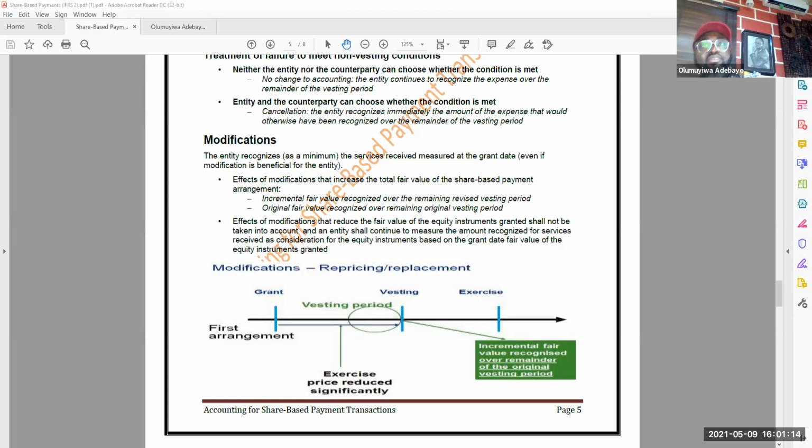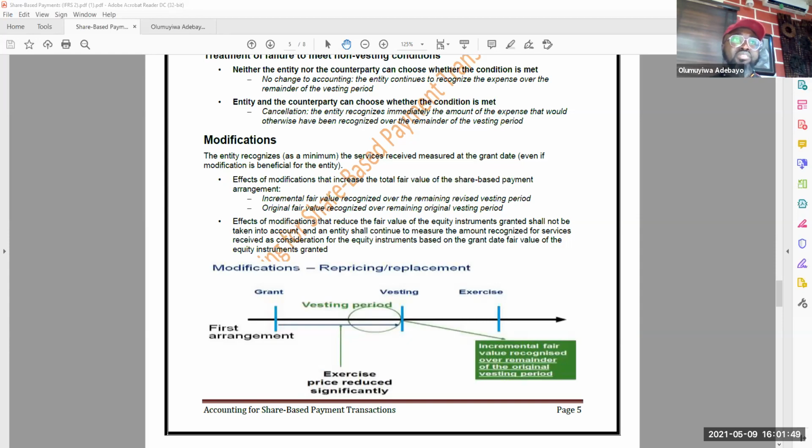How do you account for the modification? It is to more or less split it into two. The first is that you assume the existing scheme continues to operate, and the increase that may affect the scheme, which is additional cost to the company, will be assumed to be a separate scheme that will begin on its own. I'm going to break it down as we move on.